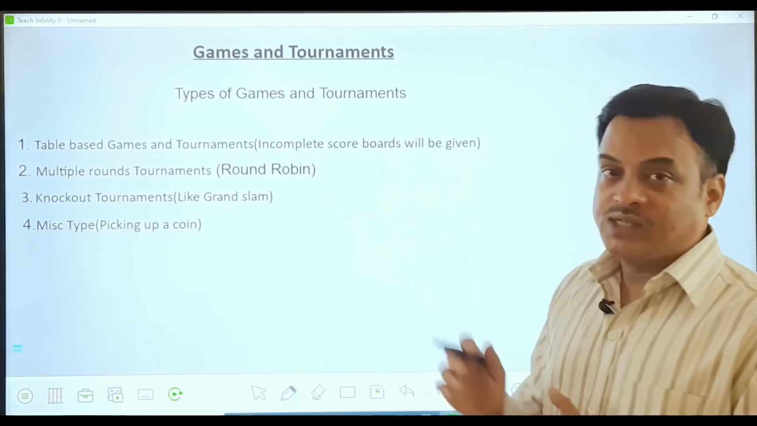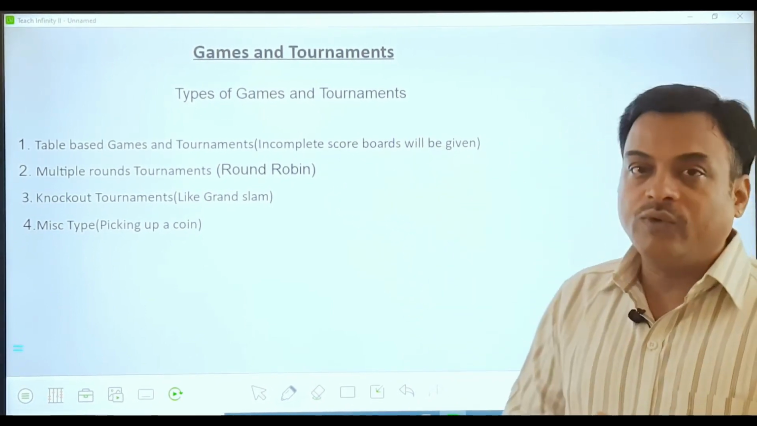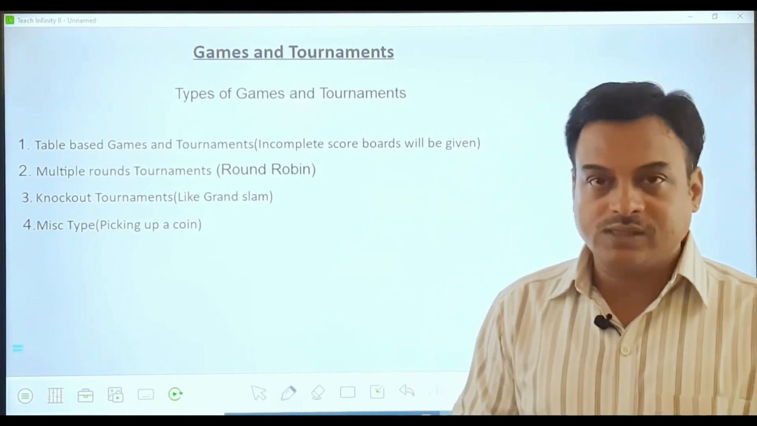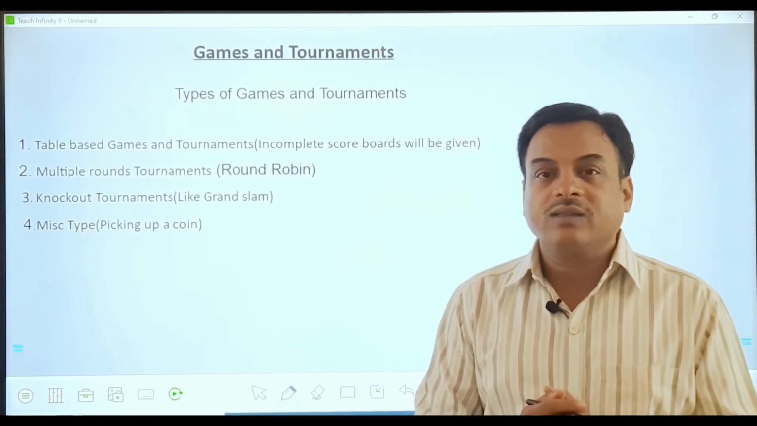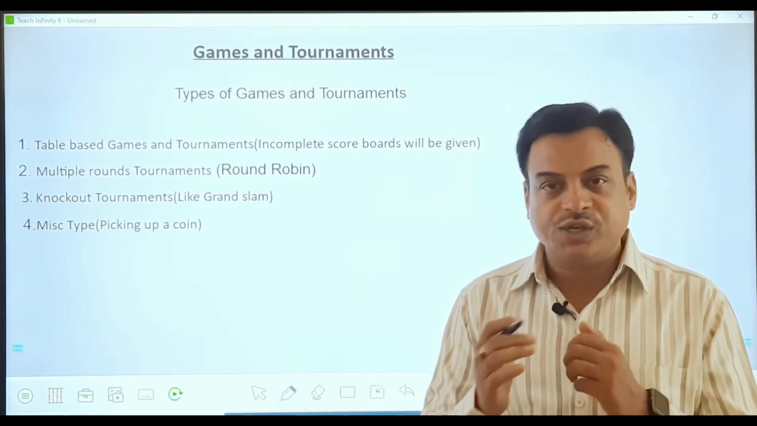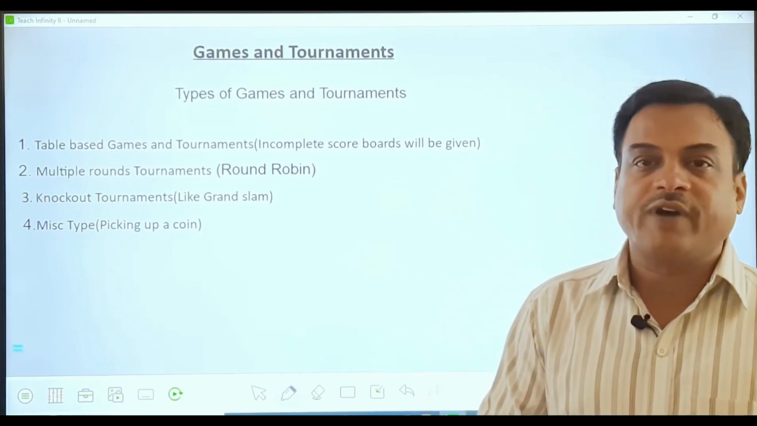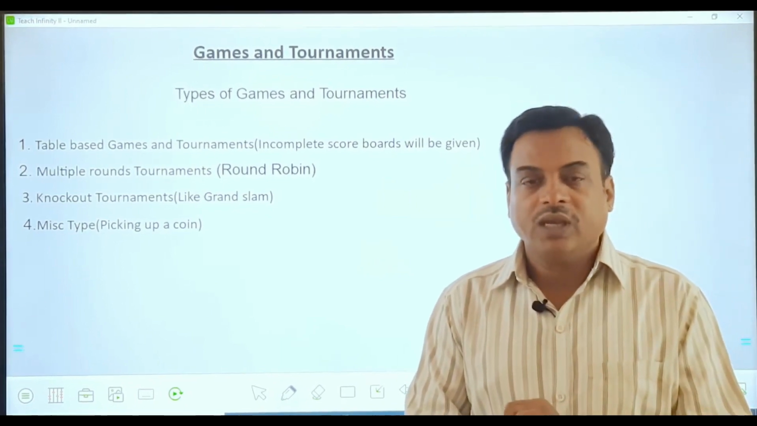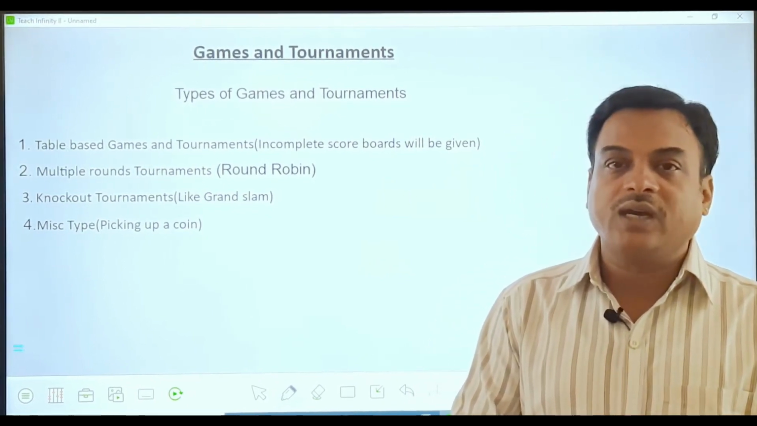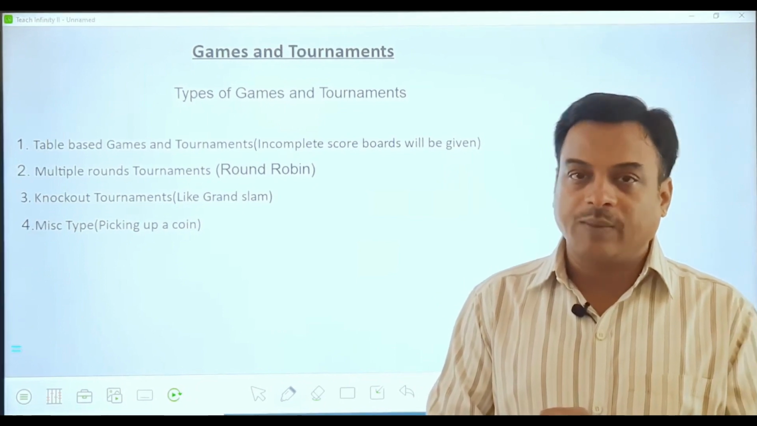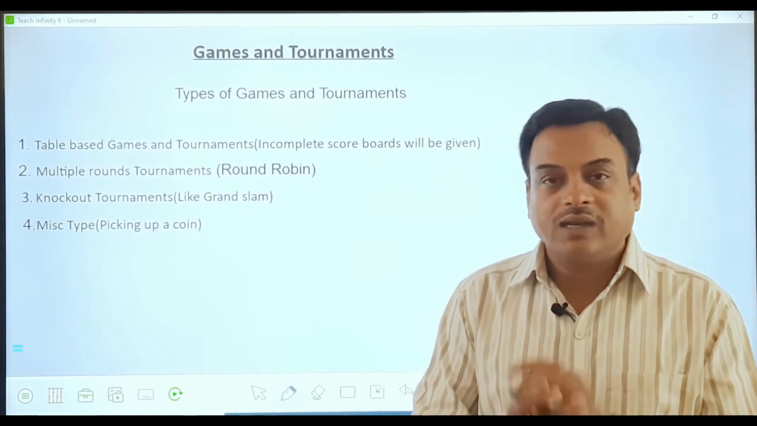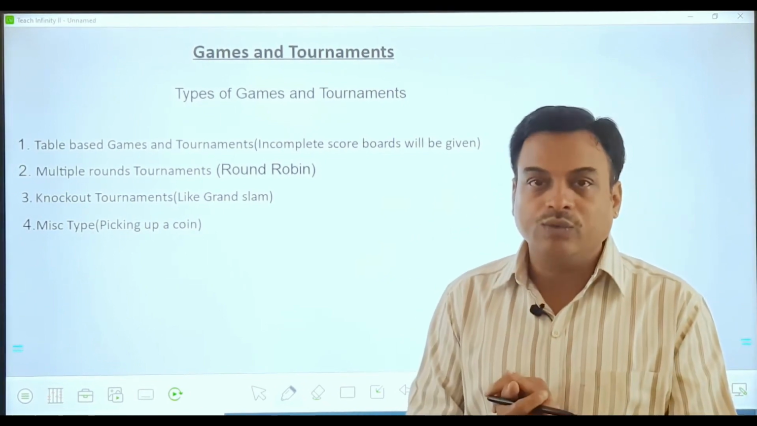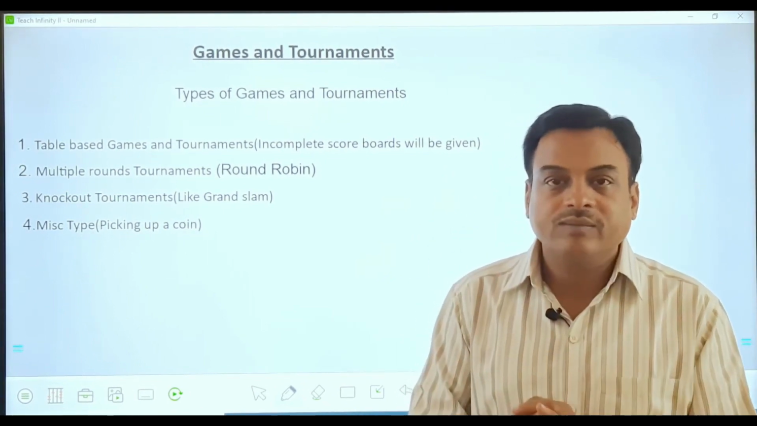An incomplete score table or board will be given to you. Let us have a quick example on this. Imagine there is a World Cup going on or Asia Cup is going on, in which 5 teams or 5 countries are participating: India, Pakistan, China, Bangladesh and Japan. And for these teams, the scoreboard is given to you, which is partially filled.